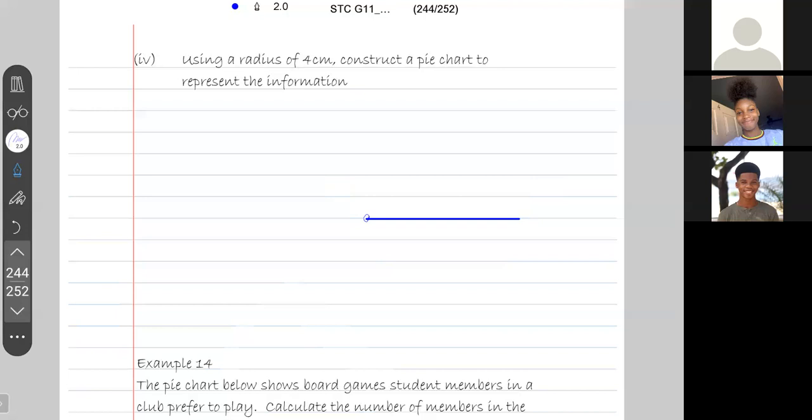Then you would put the metal tip of your compass at the center of the circle. Put the pencil point at the other end of the radius and draw your circle. So I'm going to draw my circle.